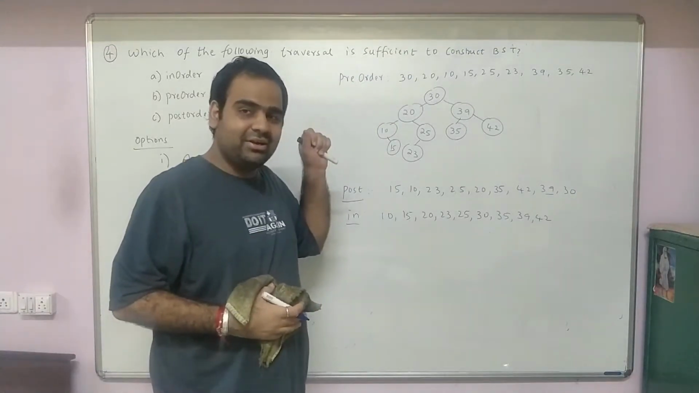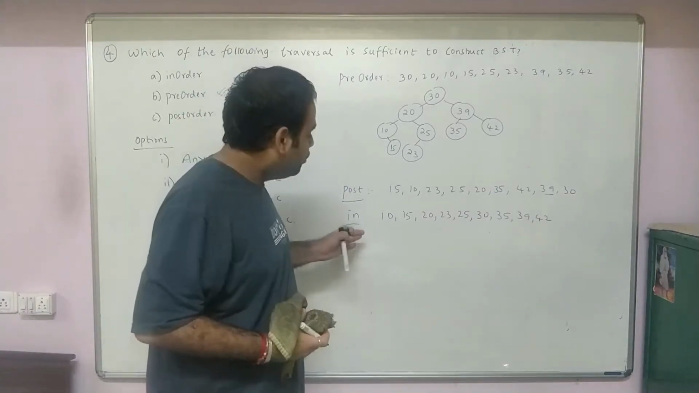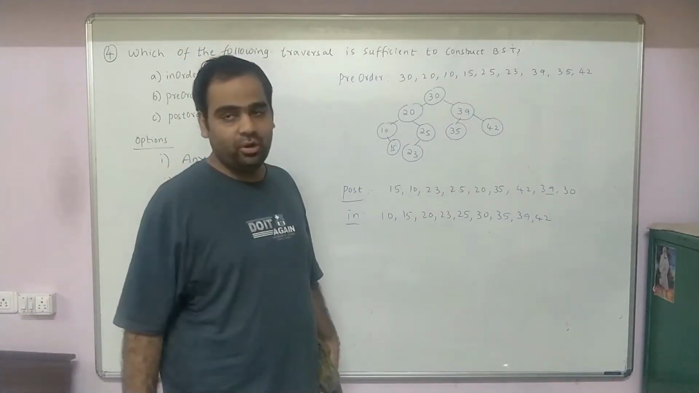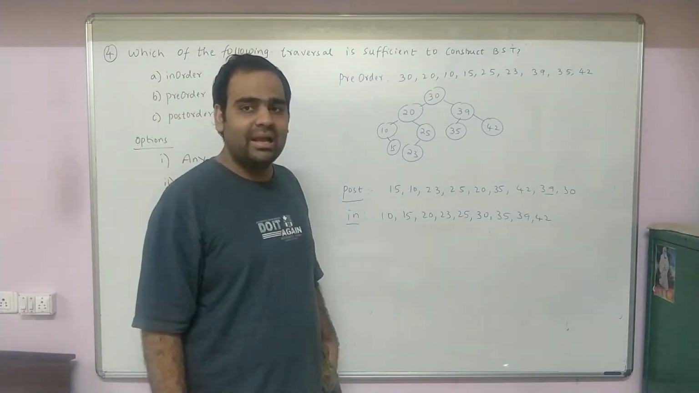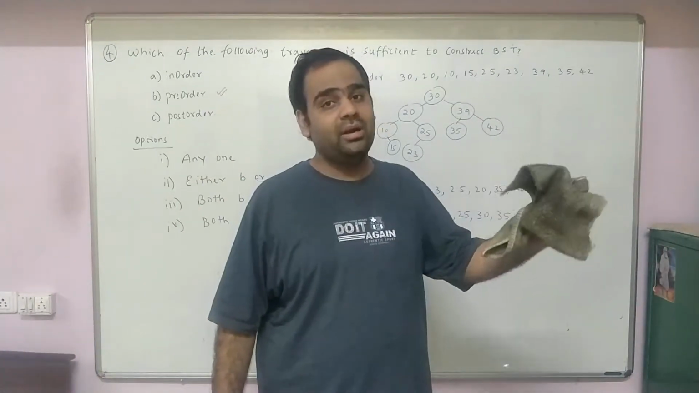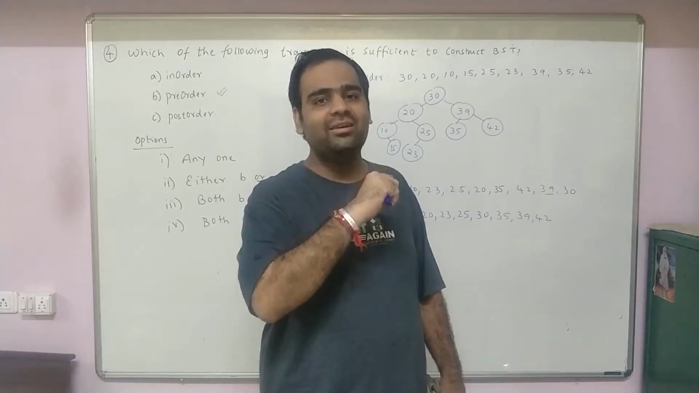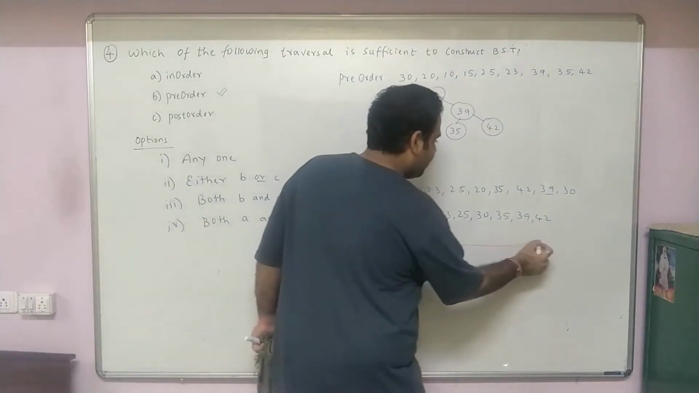Can we construct the tree from in-order? It's not possible. Why? Because you don't know what the root is. Root is exactly at the midpoint, we know that. But is the tree a balanced tree? Balanced tree means the number of nodes on LHS is approximately equal to the number of nodes on RHS. Can you guarantee it? You cannot guarantee it. Are you getting it? It means I do not know what the root is over here.